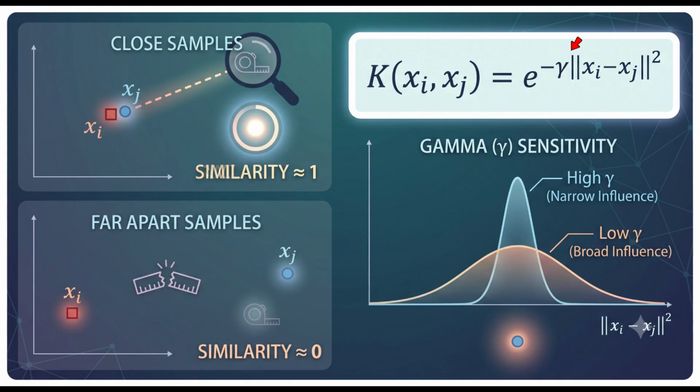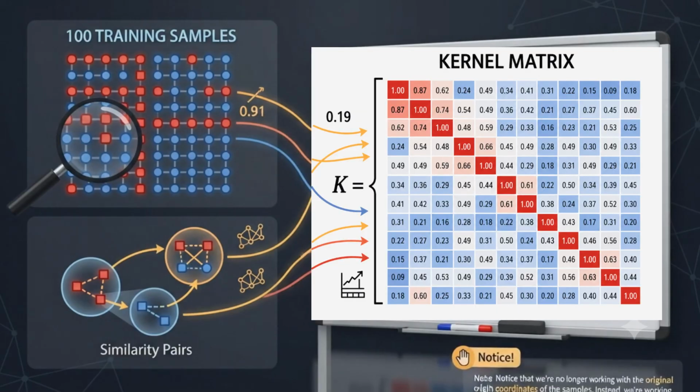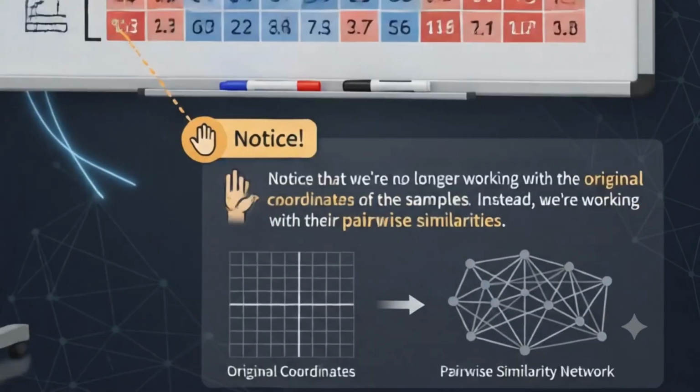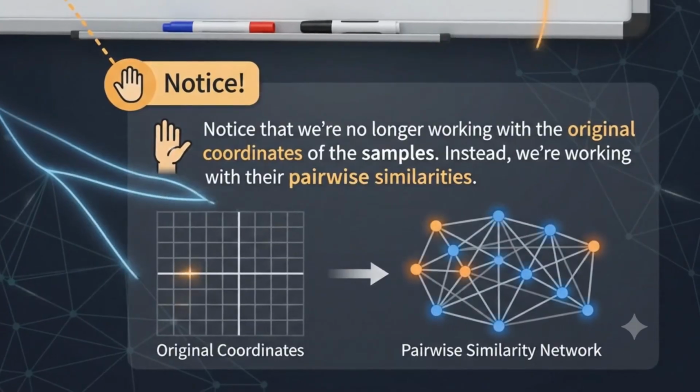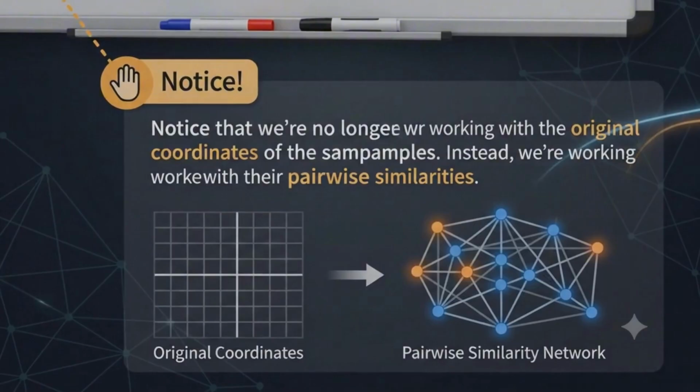The gamma parameter controls how quickly this similarity decreases with distance. Suppose we have 100 training samples. The RBF kernel computes the similarity between every pair of samples. These similarity values are stored in a 100 times 100 matrix called the kernel matrix. Each element of this matrix tells us how similar one training sample is to another. Notice that we're no longer working with the original coordinates of the samples. Instead, we're working with their pairwise similarities.